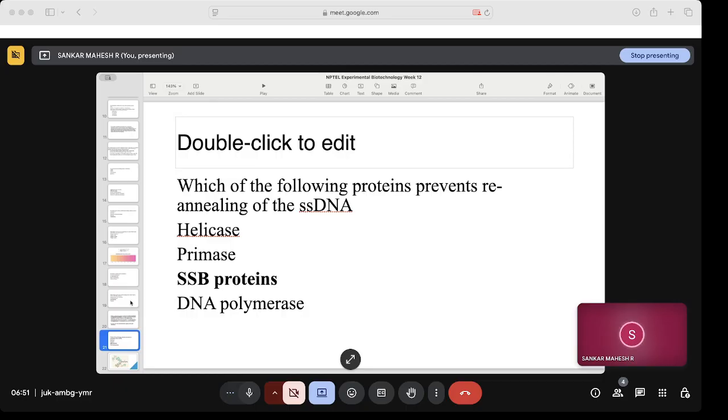The last question is: which of the following proteins prevents re-annealing of single-stranded DNA? Helicase, primase, SSB proteins, and DNA polymerase. Take a couple of minutes to think about this, and then we'll end the class. Sir, the answer is SSB protein. Can you expand what SSB is? Single strand binding protein. So what does it do?